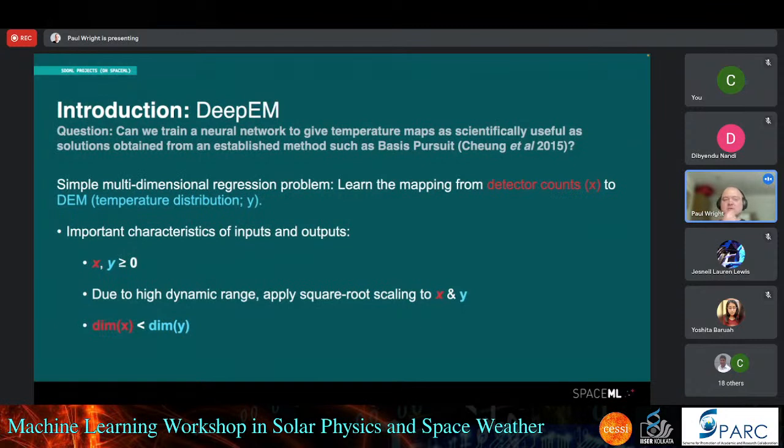And one of the first examples that uses SpaceML. So you want to learn the mapping from SDO detector counts to the temperature distribution. We know that both X and Y have to be greater than 0. You can't have negative counts of the detector, and the amount of emission measure at a given temperature has to be greater than 0. Due to the high dynamic range, we apply square rooting of X and Y, and we know that the dimensions of X are less than the dimension of Y.